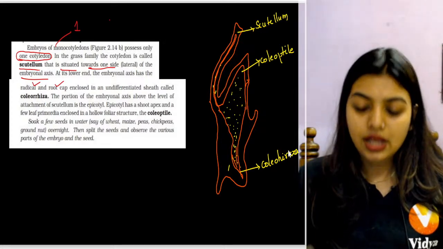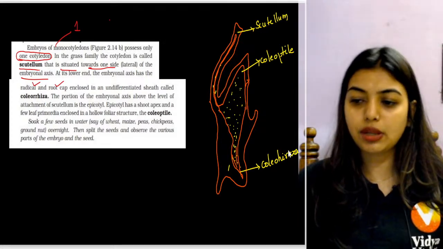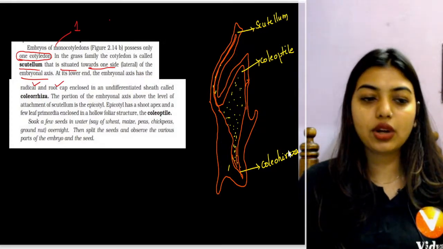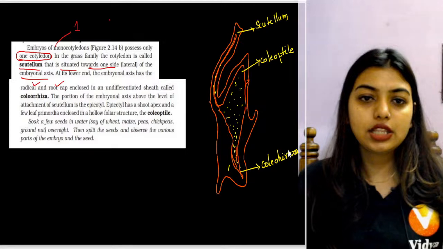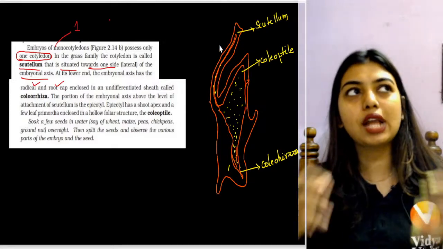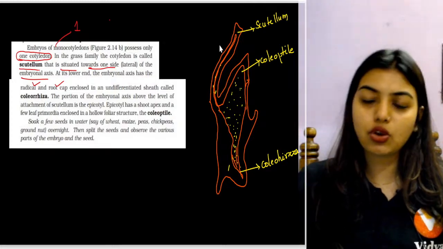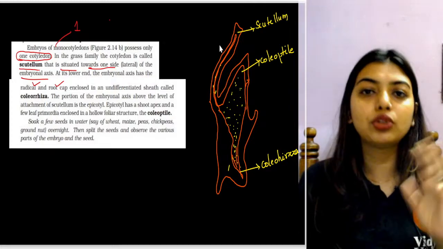Coleorhiza. Now, below this, there is going to be the shoot apex, root apex, and epiblast, and all of that is going to be there. But what you have to understand is this portion, the scutellum, which will actually give a differentiation between your coleoptile and coleorhiza, or a differentiation between your plumule and a root.